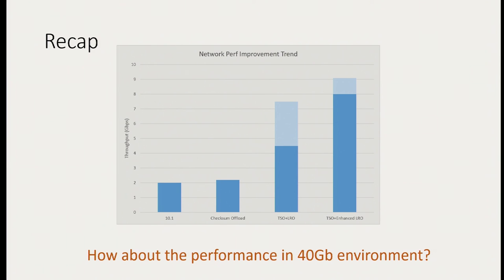We collected the data with a 10 GB NIC, but how about the performance in an even higher speed 40 GB NIC environment? In the 40 GB NIC environment, even with LRO, the capability of a single CPU is not enough to handle such a high speed NIC, especially on the receive side. In the past, TSO helped to save a lot of CPU cycles, but in the 40 GB NIC environment, even with that help, the single CPU's capability is not enough. So we have to enable some multi-queue technology. That's the next step.